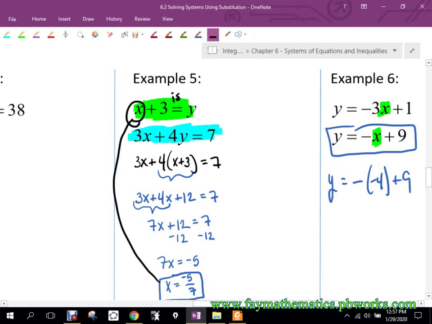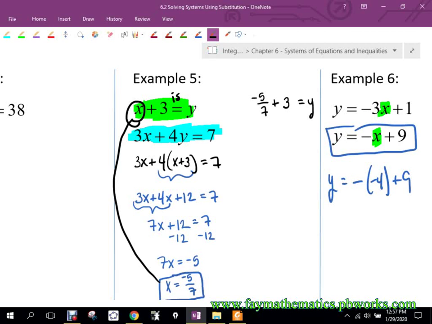So then I will write negative 5/7 plus 3 is equal to y. The reason that top one is, and I'm using that logic of it looks simpler, is because now all I have to do is add negative 5/7 and 3 and I've got my y, right? What is it? 16/7. Okay.